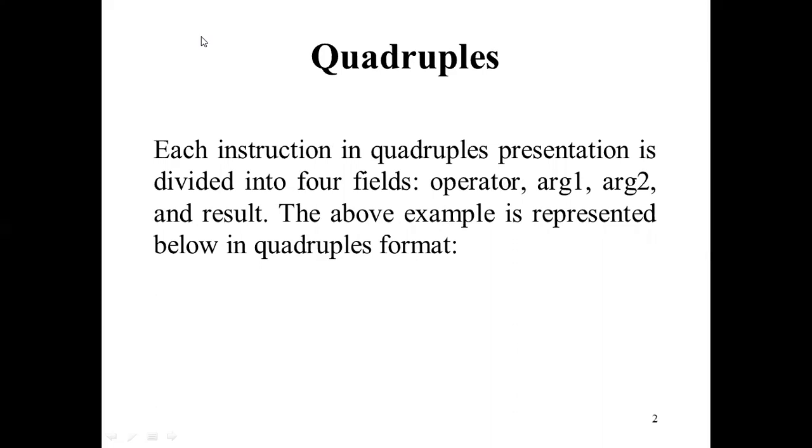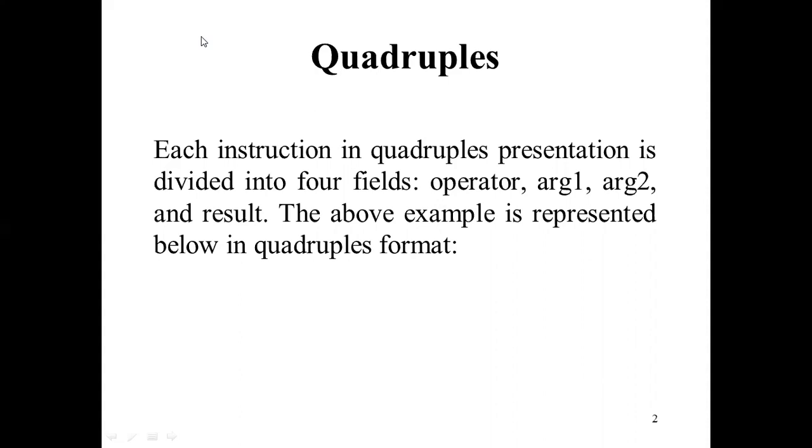For quadruples, there are four fields, so it is divided into four fields. That is why it is called quadruples. First is called the operator. The second one is called argument 1. Third is argument 2. And the fourth one is the result.